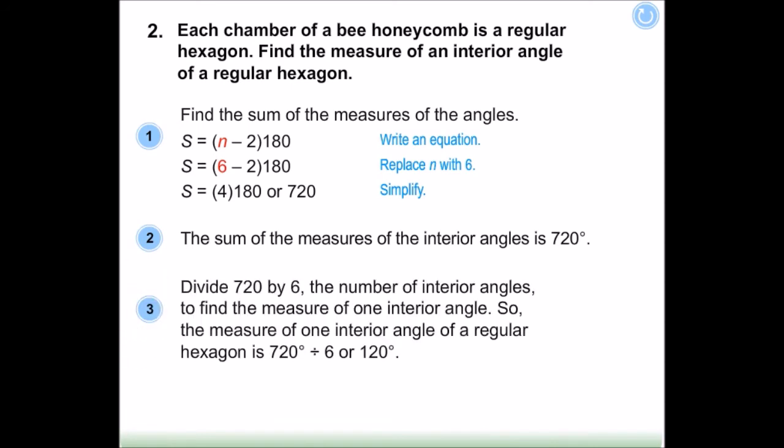Since we want to find just one angle measure, we're going to divide 720 by 6, since there are 6 angles inside of a hexagon. The measure of one interior angle of a regular hexagon is 720 degrees divided by 6, which is 120 degrees. Please complete the Got It exercises D, E, and F below this example in your workbook.